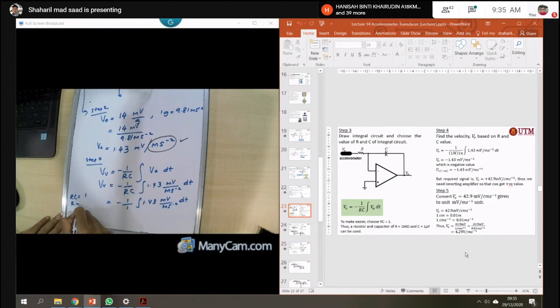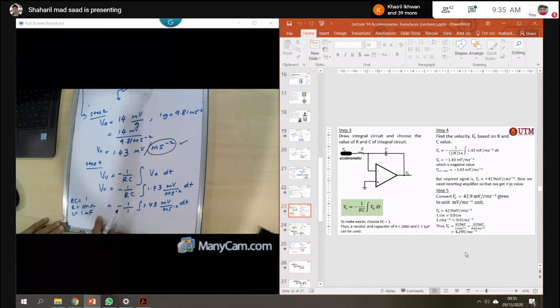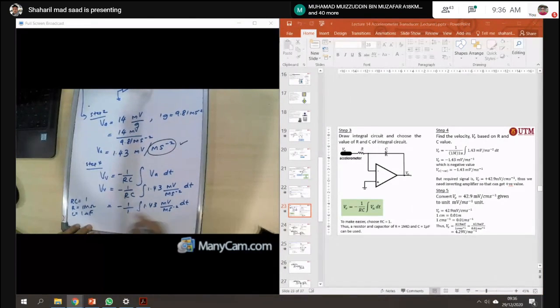That means your R, you can take it as 1 mega ohm, and C equal to 1 microfarad. Right? So this one makes it simple. You just make R and C equal to 1, and the value that you can choose is R equal to 1 mega ohm and 1 microfarad here. Now what you will get here is minus.